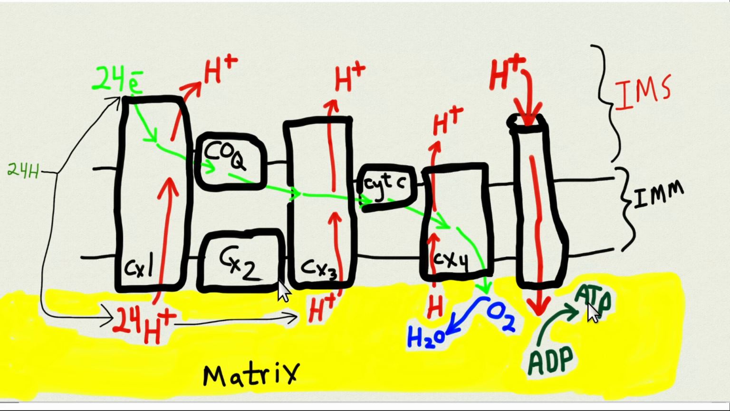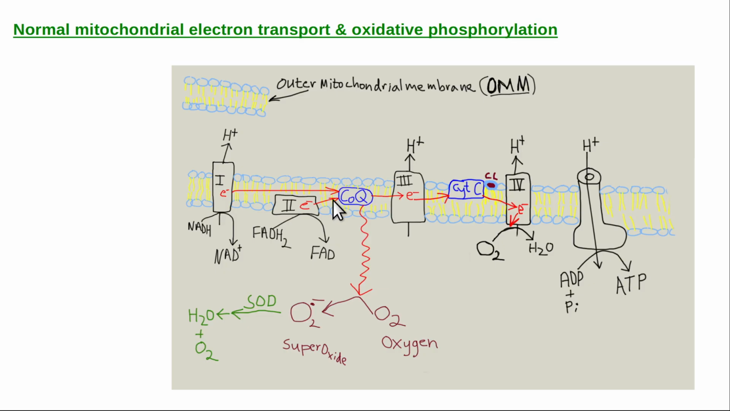And that's how energy is produced in a cell. ATP is the unit of energy in a cell. It's like the equivalent of a $20 bill for humans. Okay, so in a normal mitochondria, here's your OMM, outer mitochondrial membrane. Here's your IMM, inner mitochondrial membrane.